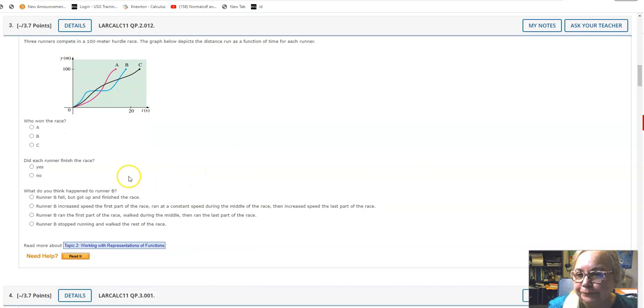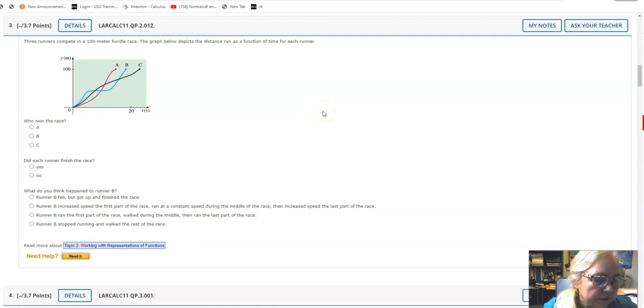And 3 runners compete in a 100-meter hurdle race. The graph below depicts the distance run as a function of time for each runner. So you have 3 runners, A, B, and C. Who won the race? What do you think about the race?